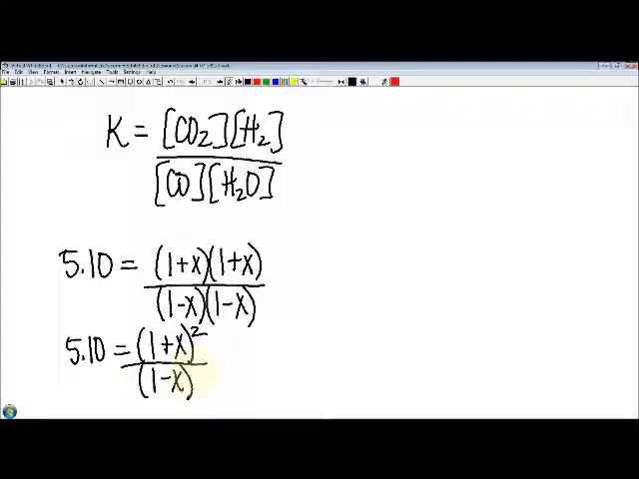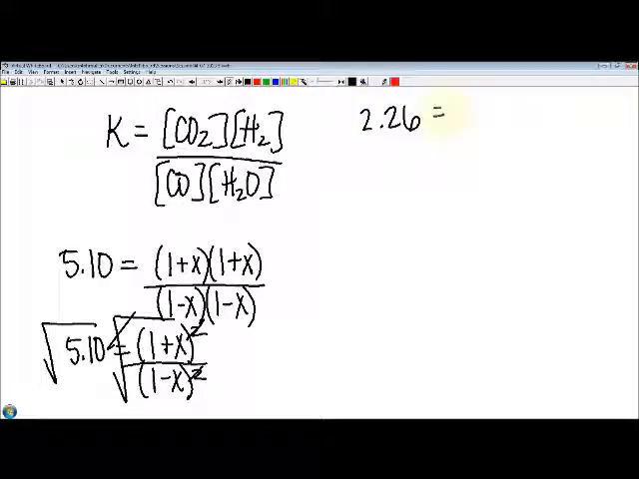Okay, and then if we have it squared, then to get rid of the square, we have to just take the square root of both sides, so then we can cross out our squares. So the square root of 5.10 is a decimal. I just rounded it to 2.26, which is fine for us, equals our 1 plus x over 1 minus x. So now we need to do some algebra. We're already doing algebra, but yeah. So we need to multiply both sides by the quantity 1 minus x to get that out of the denominator.